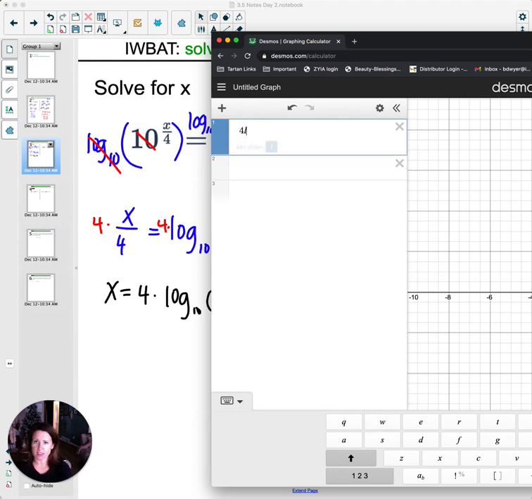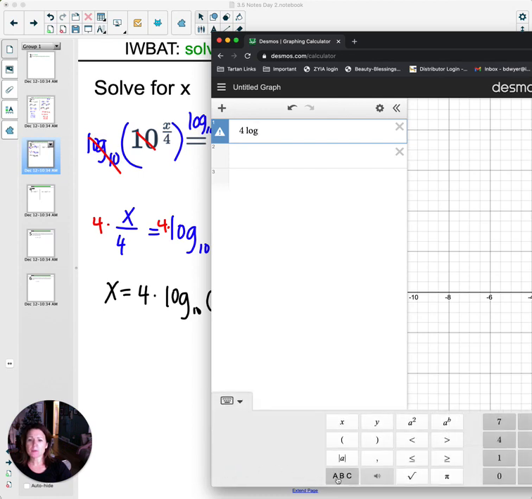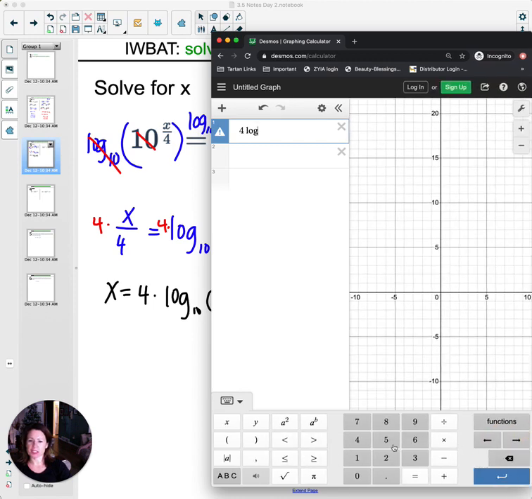So I'm just going to do it on the Desmos calculator. So 4 log of 63, because again, the base is normally a 10. If the base was something different in the Desmos calculator, you'll see the calculator down here. Then you have the number portion, and let me bring this in a little bit for you. Okay, so you have the number portion, right?